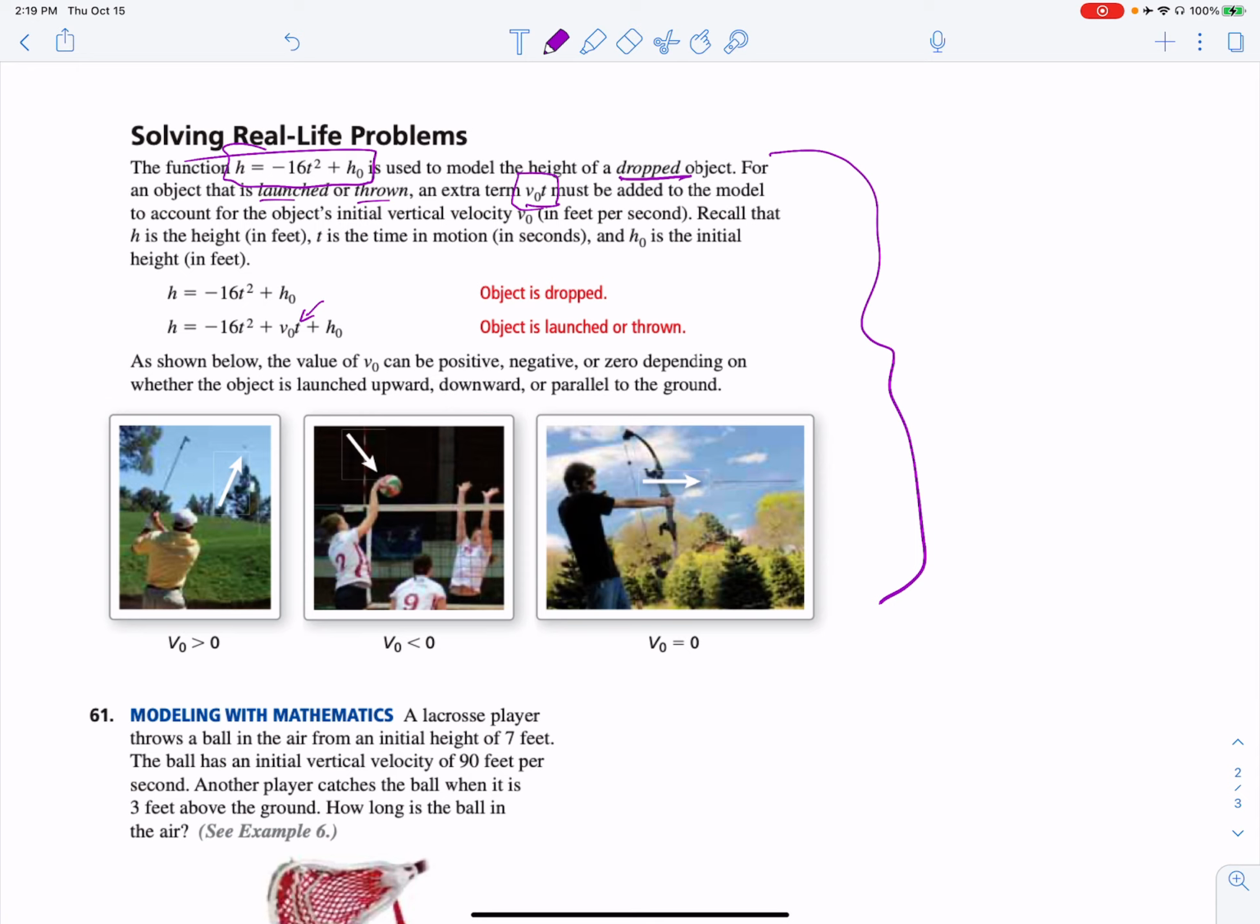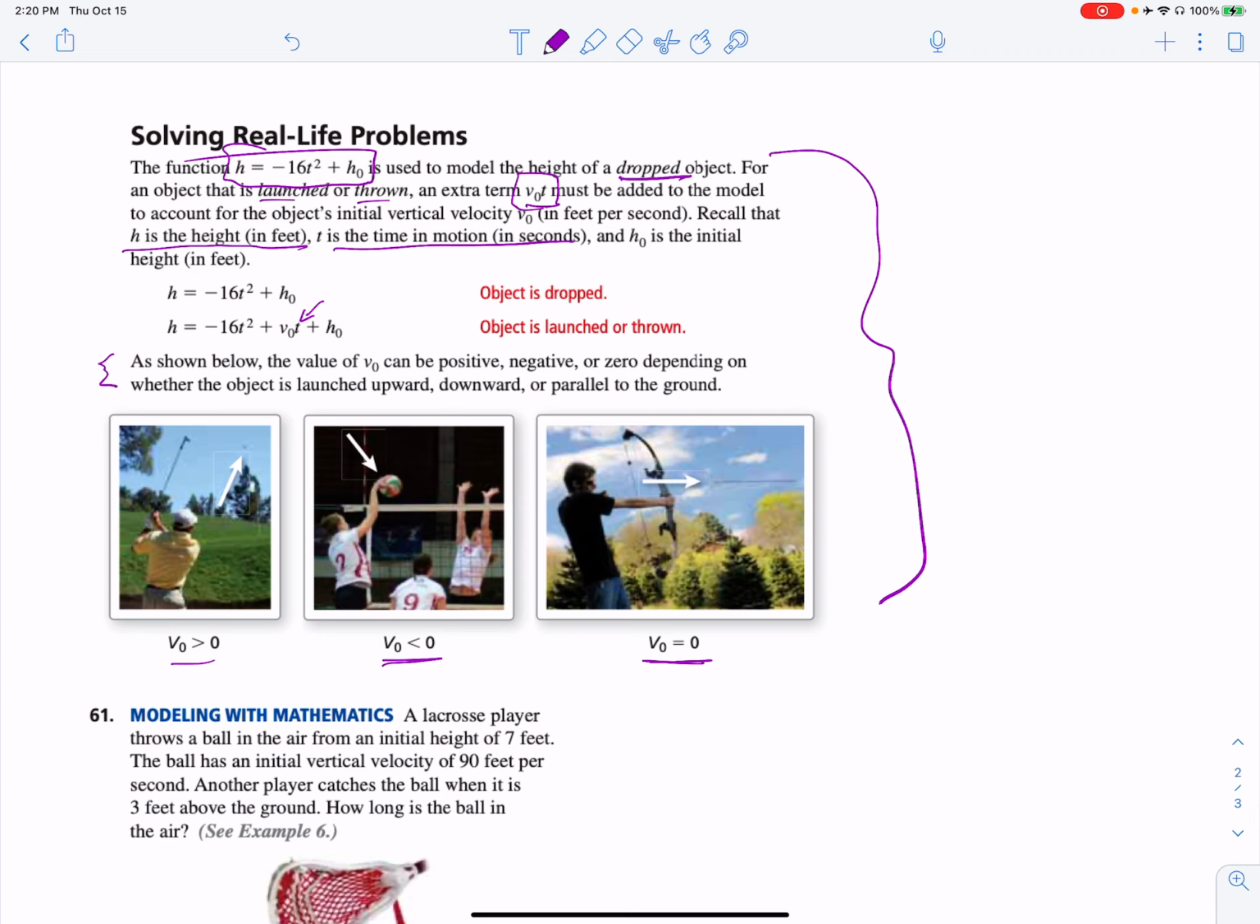And this is only for height in feet and time in seconds. It is due to the gravitational pull of the Earth. And we have different values if it's on different planets, by the way. So anyways, and then right here they try to go through. The initial velocity can be positive, negative, or 0, depending on whether the object is launched upwards. So if it's launched upwards, it's positive. If it's launched downwards, negative. And when it is launched parallel to the ground, it is 0.